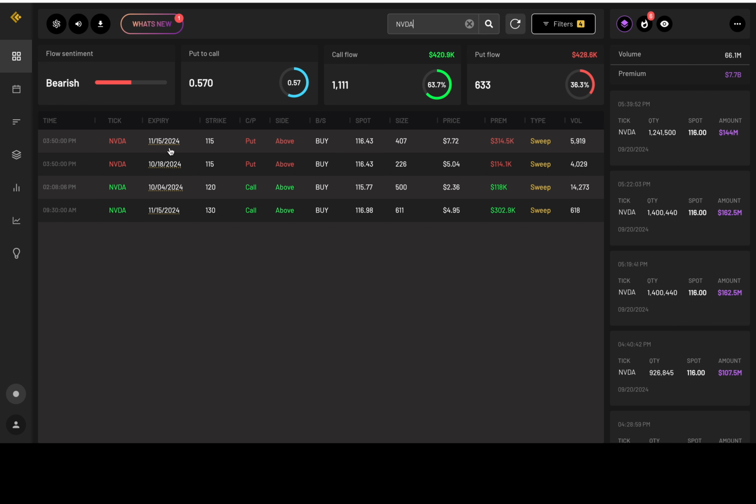Okay. November 15th, 115 strike price. 115 strike price. October 18th. Okay, we got some calls here. This is pretty mixed. Slight edge goes to puts.